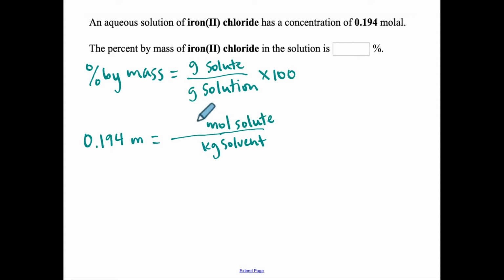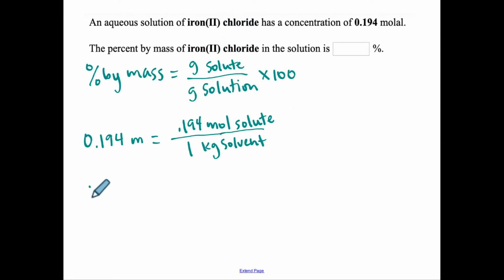So again, we can just assign a number to one of these. Since I want to get to grams of solute, I'd like to solve for moles of solute, so I'm going to assign a number here for the kilograms of the solvent. I want to use an easy number, so I'm going to pick 1 kilogram of solvent. If I take 1 times 0.194, then that tells me that I have 0.194 moles of solute. And in this case, our solute is iron 2 chloride.